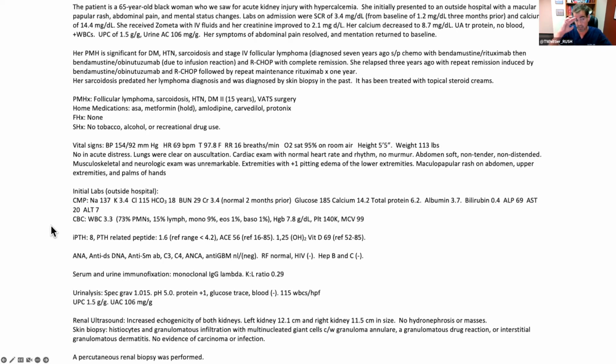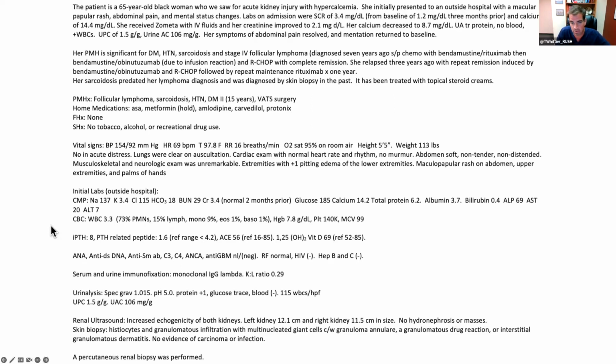Her past medical history also was significant for sarcoid, and that actually predated her lymphoma diagnosis. It was diagnosed by skin biopsy prior to her lymphoma diagnosis, and it had only been treated with topical steroid creams. So her past medical history is there with the lymphoma, the sarcoid, diabetes. Medication, she was on aspirin, metformin, Norvasc, Coreg, and Protonix. No significant family or social history.